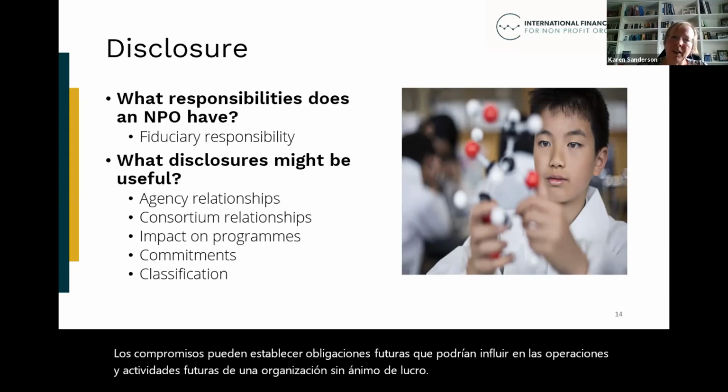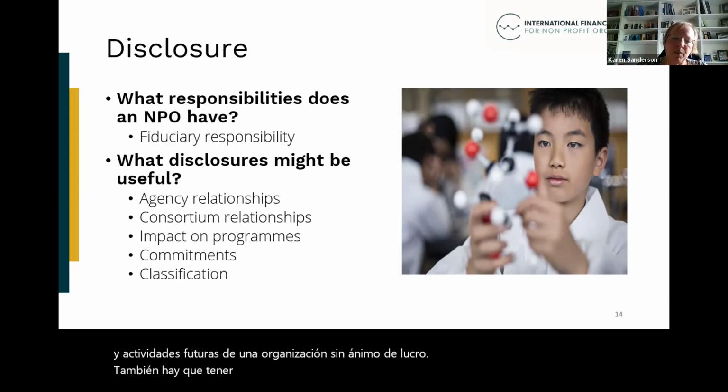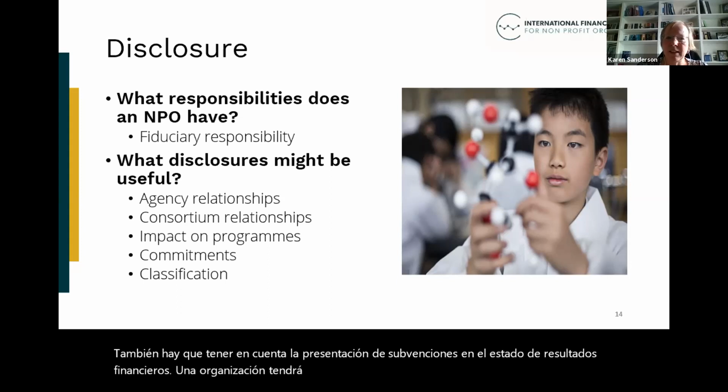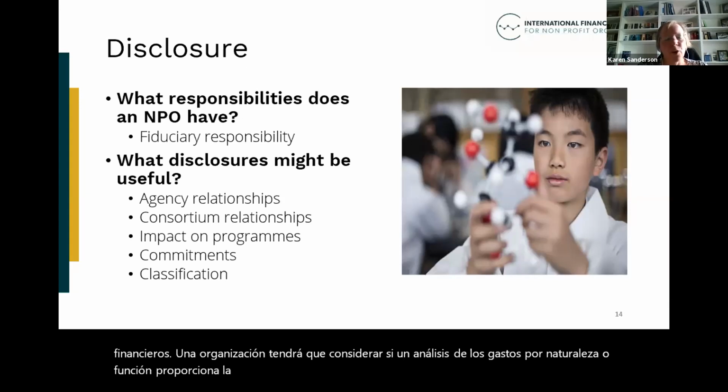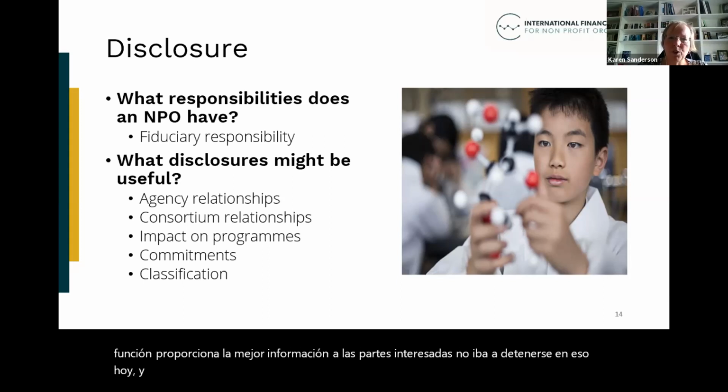Consideration also needs to be given to the presentation of grants in the statement of financial performance. An organisation will need to consider whether an analysis of expenses by nature or function provides the best information to stakeholders. We're not going to dwell on that today, and there will be a webinar coming up at the beginning of September that will talk a bit more about that topic.